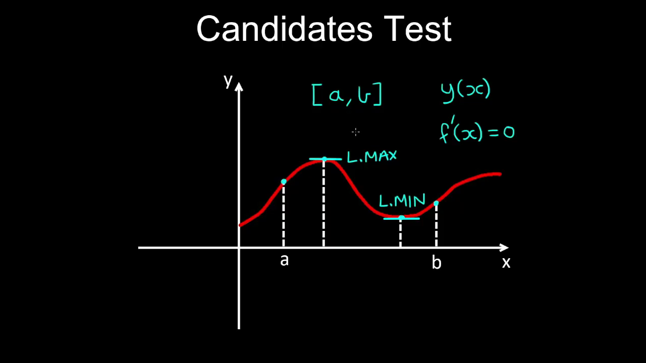So as we can see, this critical point is also a global maximum because it's the highest value of the function in this interval, so even higher than the value of the function at a and b. And this critical point is also a global minimum because it's also lower than the value of the function at a and b, being the endpoints.